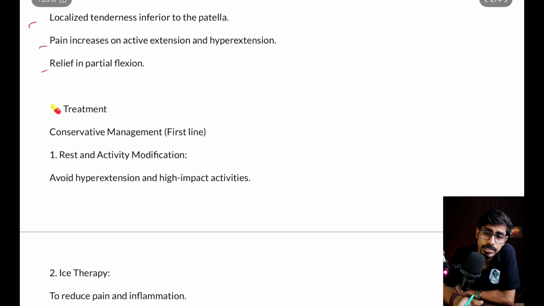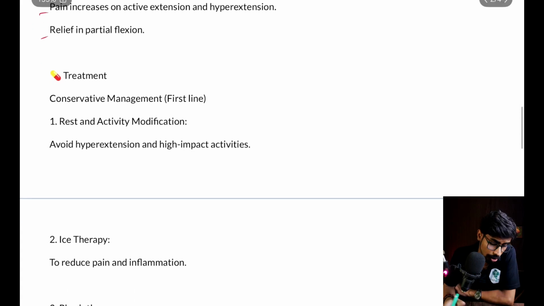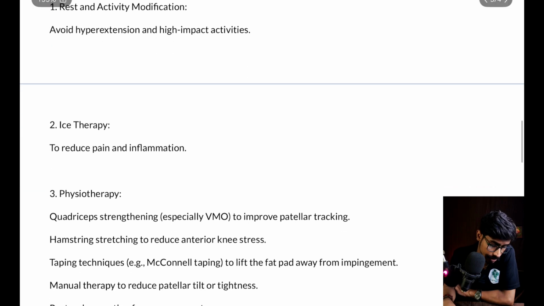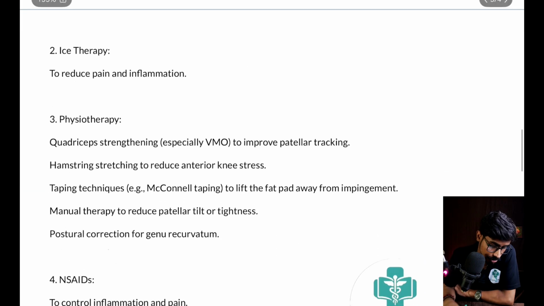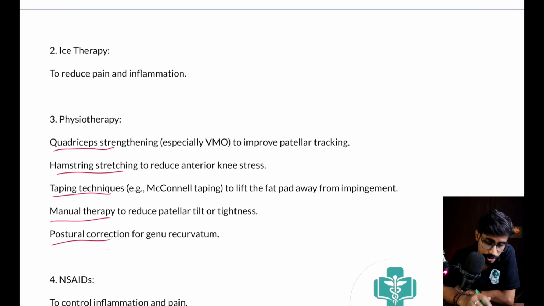What is the basic treatment? You can ask the patient to do ice therapy, or you can give various electromodulators for pain relief, for example ultrasound, SWD, and various other pain relieving techniques. In physiotherapy, you can also do quadriceps stretching, hamstring stretching, taping technique, manual therapy, and postural correction for genu recurvatum.